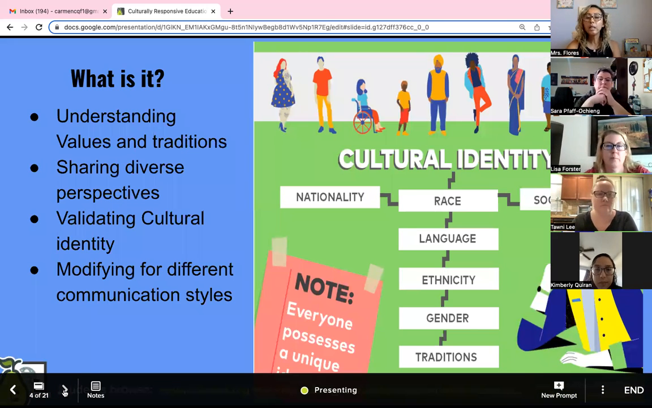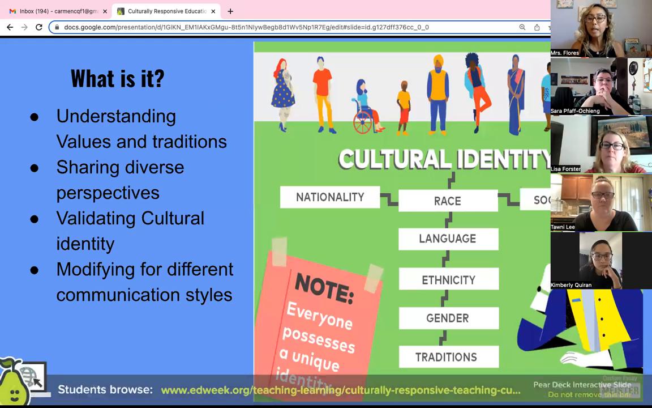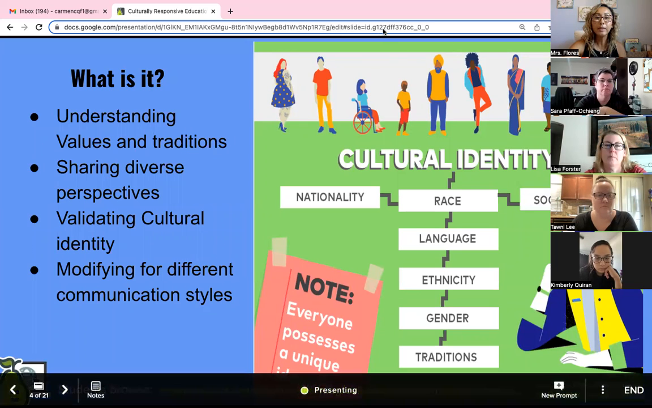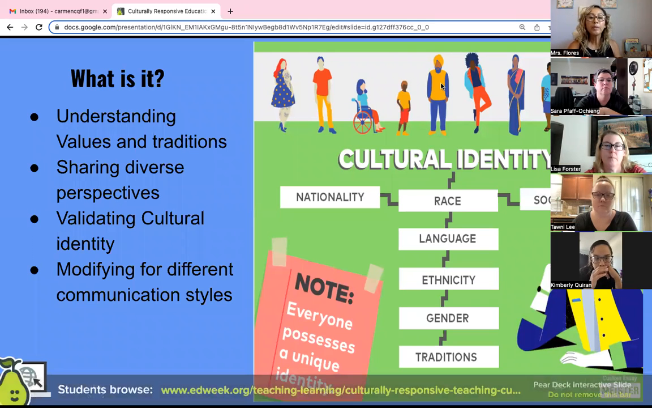So what exactly is culturally responsive education? Really, it breaks down to these four components here. It's understanding the values and traditions of our students. It means sharing diverse perspectives, validating cultural identity, and modifying for different communication styles.